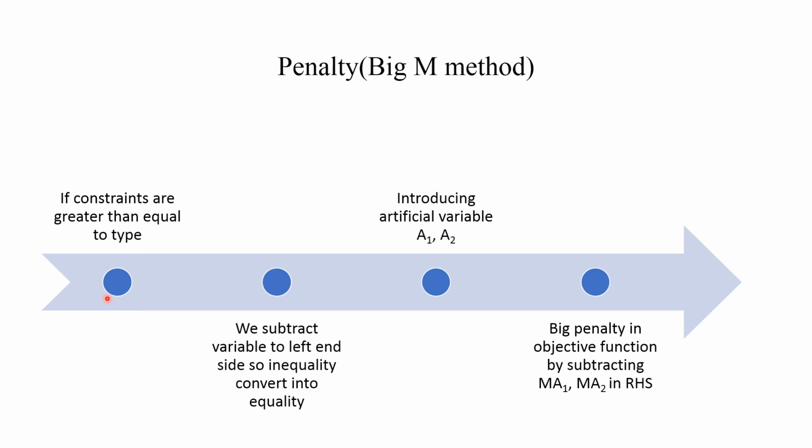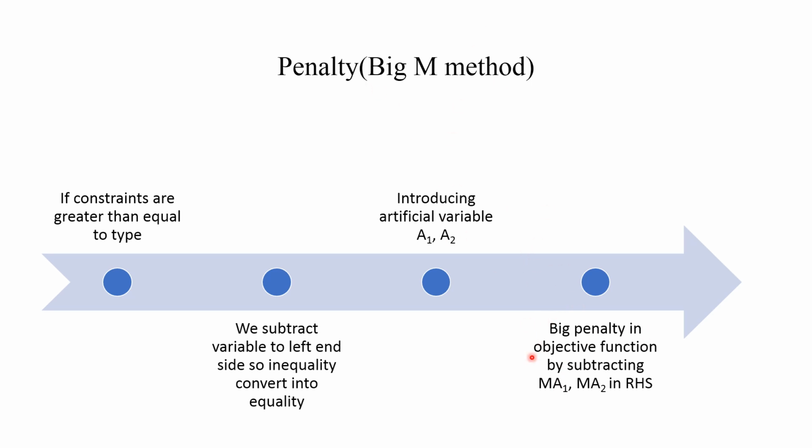So if the constraint is of greater than or equal to type, what we have to do is subtract a variable from the left hand side, so our inequality is converted into equality format. And we also have to introduce artificial variables a1, a2, a3. Whatever negative slack or surplus variables you have, you introduce one variable for one equation, which is known as the artificial variable. But after introducing this artificial variable, you have to pay a big penalty. That's why it is called the penalty or big M method.